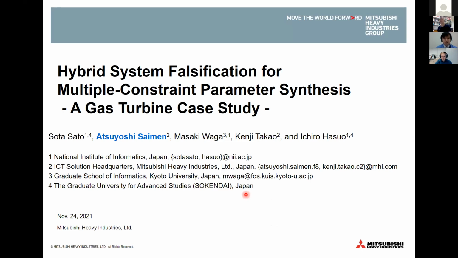Okay, thank you, Chairperson. Hello, I'm Atsuyoshi Saimen from Mitsubishi Heavy Industries. Today, I'd like to talk about hybrid system falsification for multiple constraint parameter synthesis, a gas turbine case study. This work is a collaborative research with the National Institute of Informatics, Japan.